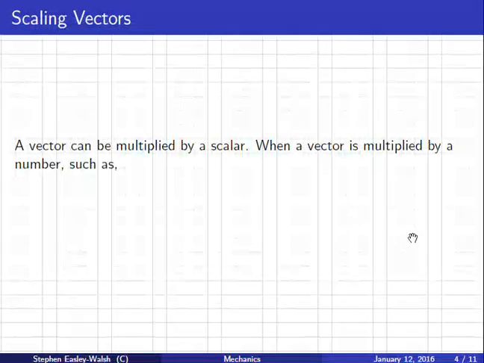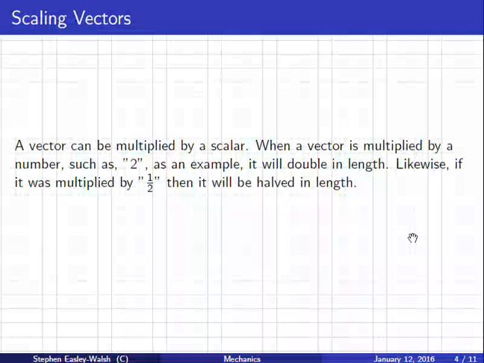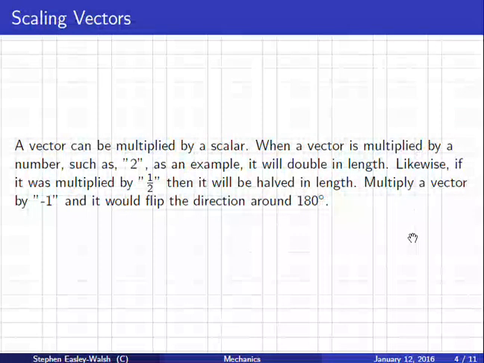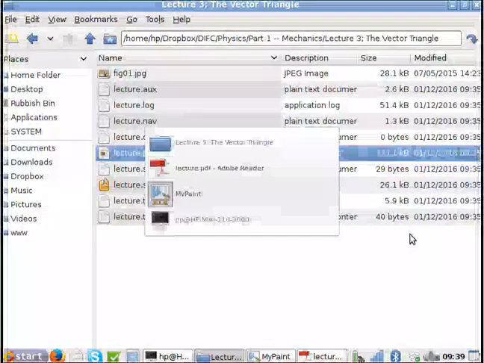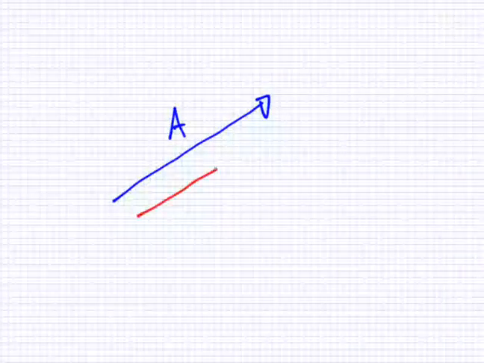Okay. A vector can be multiplied by a scalar, by a number. When a vector is multiplied by a number, for example, if you multiply it by 2, it gets twice as big. So if you multiply by 2, it will double in length. Likewise, if you were to multiply by a half, then it would be halved in length. And if you multiply a vector by minus 1, it would flip around 180.